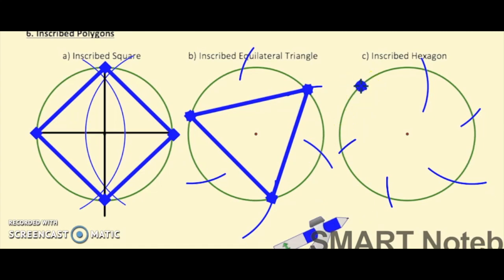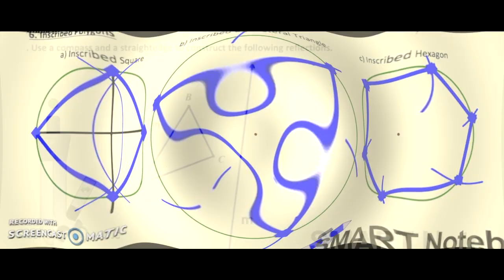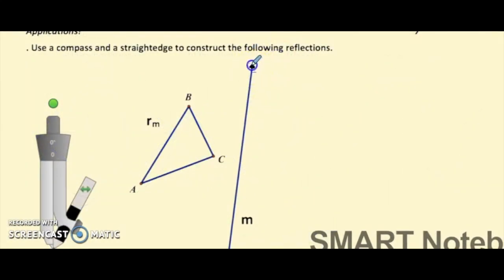And then I'm just going to connect each of those points with a straight edge. So 1 side, 2 sides, 3 sides, 4 sides, 5 sides, and 6 sides. There is my hexagon.